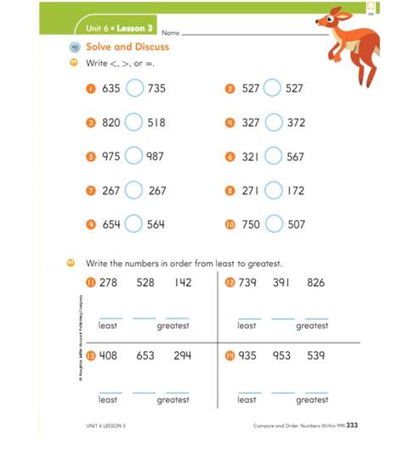So on your worksheet today, page 333, you are going to use the less than, greater than, or equal sign to compare the two numbers from number 1 through 10, comparing those two 3-digit numbers. Then on number 11, 12, 13, and 14 at the bottom, you are going to take those 3-digit numbers and put them in order from least to greatest. So on these last 4, it's from least to greatest.